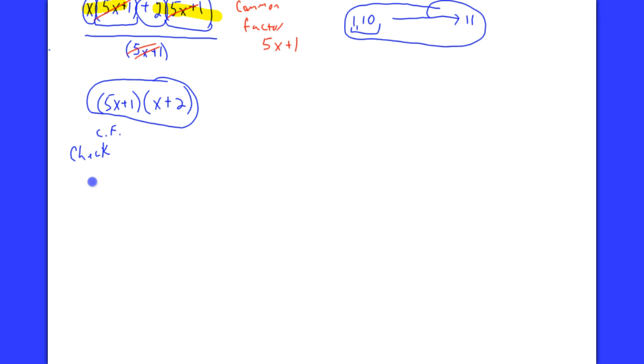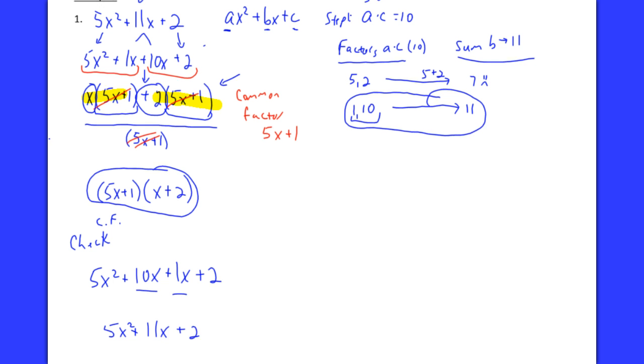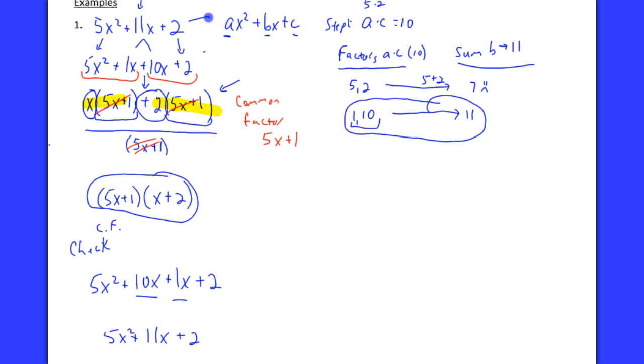5x times x is 5x squared. 5x times 2 is 10x. 1 times x is 1x. 1 times 2 is 2. These are like terms, so that's 11x plus 2 plus 5x squared. Now I'm going to look back and make sure that that is what I started with. 5x squared plus 11x plus 2. You see it right there. So I'm happy that this is the answer.